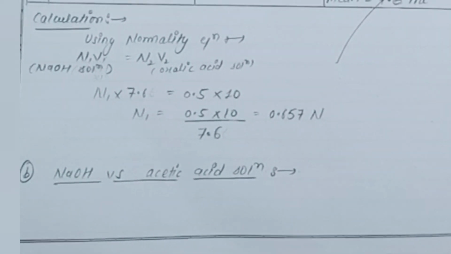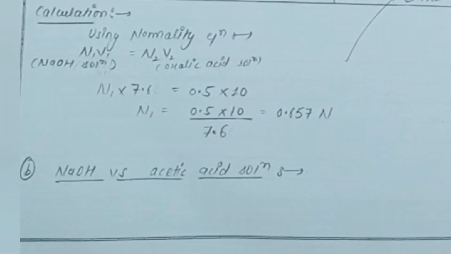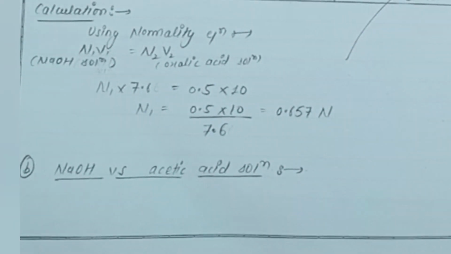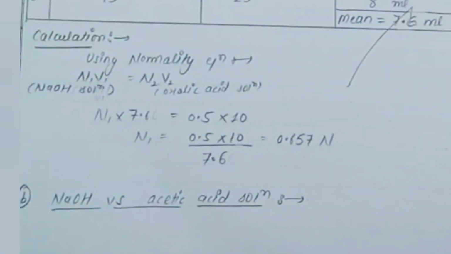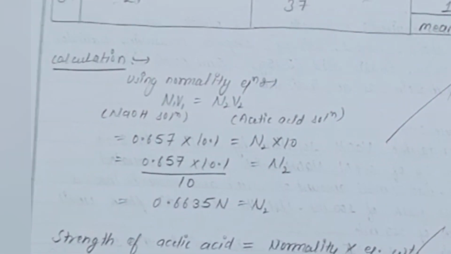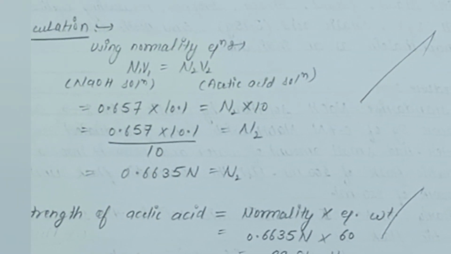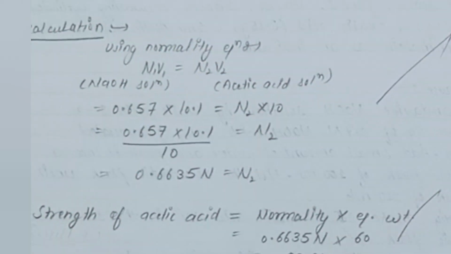Calculation using normality equation N1V1 equals N2V2. Normality of the NaOH solution is found to be 0.657 normal. Second titration is NaOH versus acetic acid solution. Here, using again the normality equation, we have found the normality of acetic acid is 0.6635 normal.